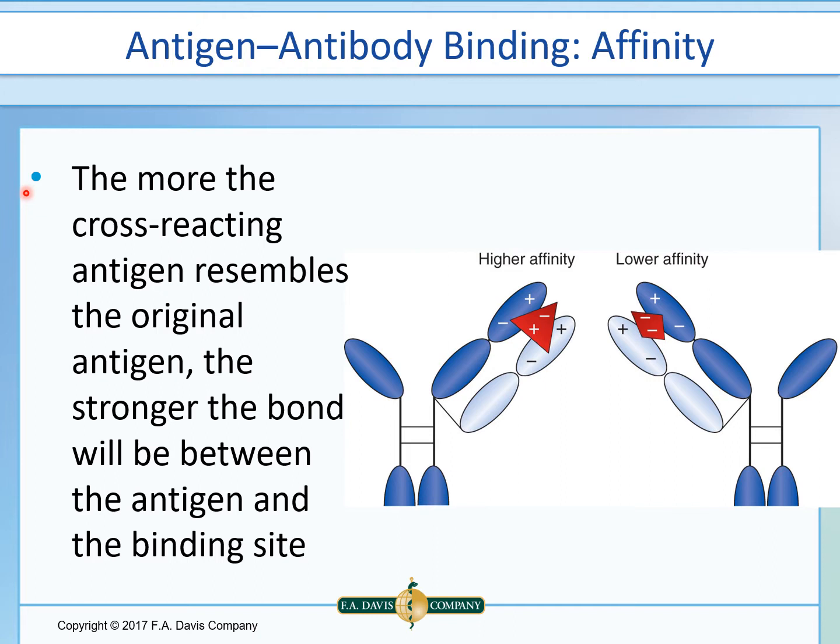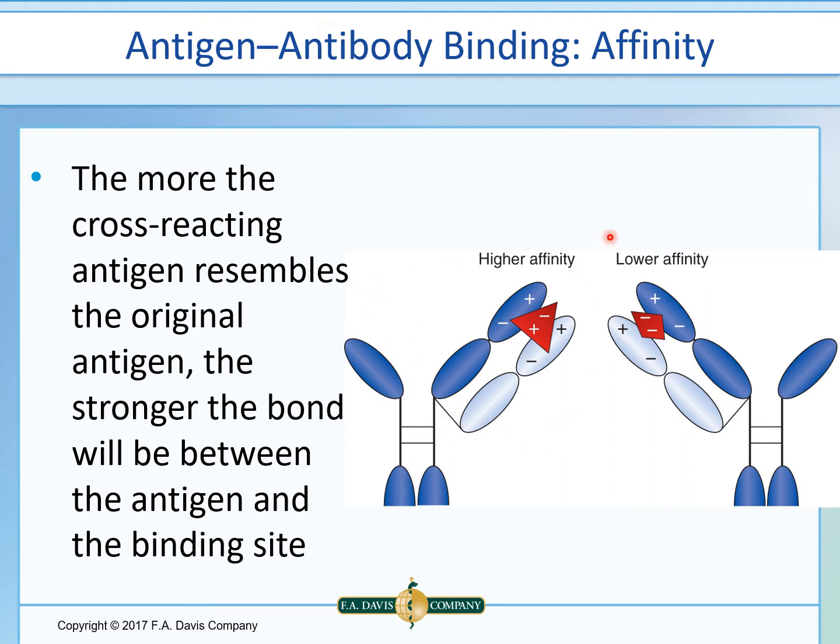Antibodies are capable of reacting with antigens resembling the original antigen that induced antibody production, which is known as cross-reactivity. The more the cross-reacting antigen resembles the original antigen, the stronger the bond will be between the antigen and the binding site. When the affinity is higher, the assay reaction is more sensitive because more antigen-antibody complexes will be formed and visualized more easily.